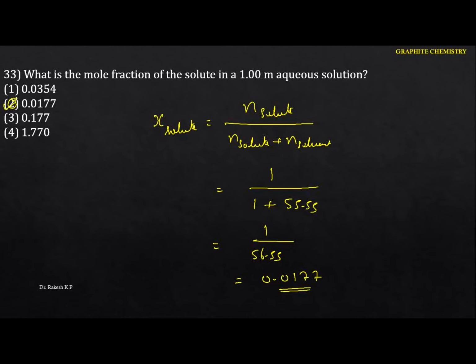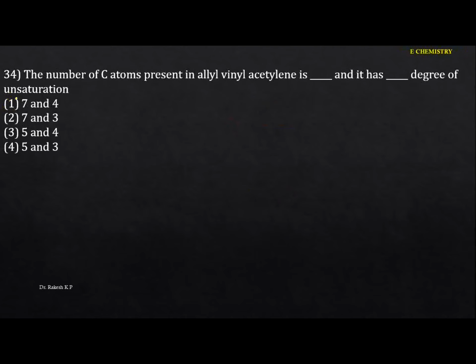Okay, so next one. The number of carbon atoms present in allyl vinyl acetylene is dash, and it has dash degree of unsaturation. Let me take the acetylene. Actually the acetylene is this one, CH triple bond CH. But what you are having is allyl and vinyl. That means one of the hydrogens is replaced by vinyl, and here also one of the hydrogens is replaced by allyl. Now I am going to write the particular structure here. C triple bond C.